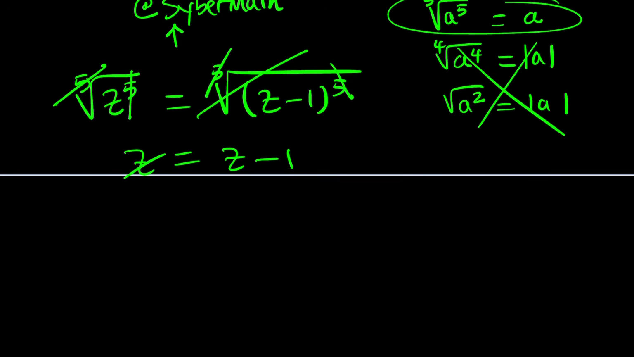If you subtract z from both sides, you end up with 0 equals negative 1, which obviously does not make any sense at all, does it? So what is that supposed to mean? This is actually a good indication that there are no solutions.